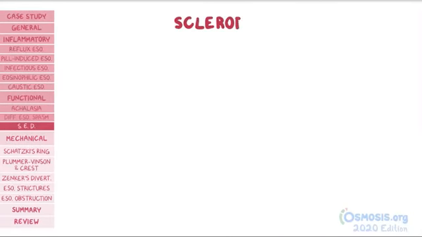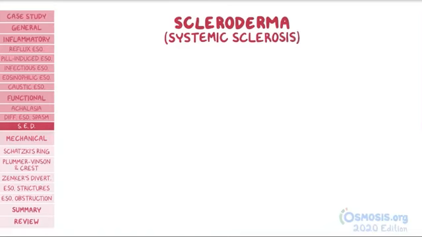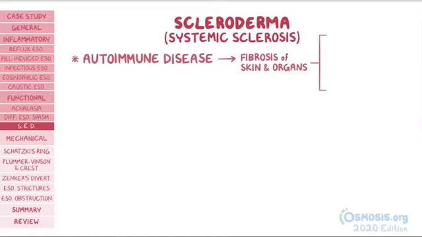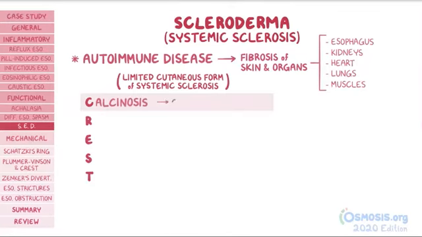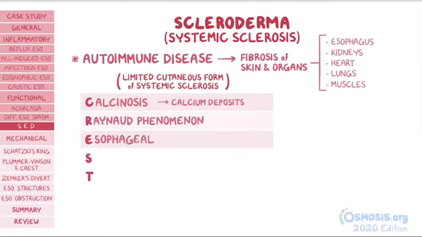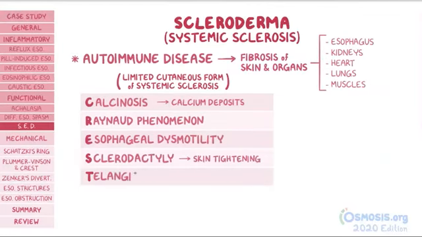The next disorder is scleroderma, or systemic sclerosis. This is an autoimmune disease where there's fibrosis of the skin and other organs. These include the esophagus, kidneys, heart, lungs, and muscles. On the other hand, CREST syndrome, now called limited cutaneous form of systemic sclerosis, is the less severe form of the disease. CREST stands for calcinosis, which are calcium deposits in soft tissues, Raynaud phenomenon, esophageal dysmotility, sclerodactyly, which is skin tightening, and telangiectasia, or spider veins near the surface of the skin.